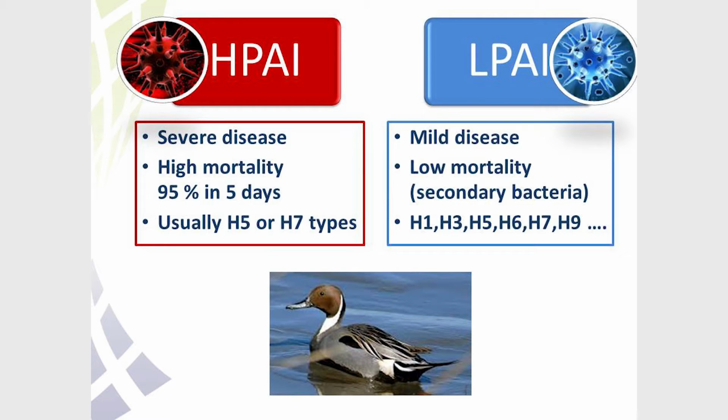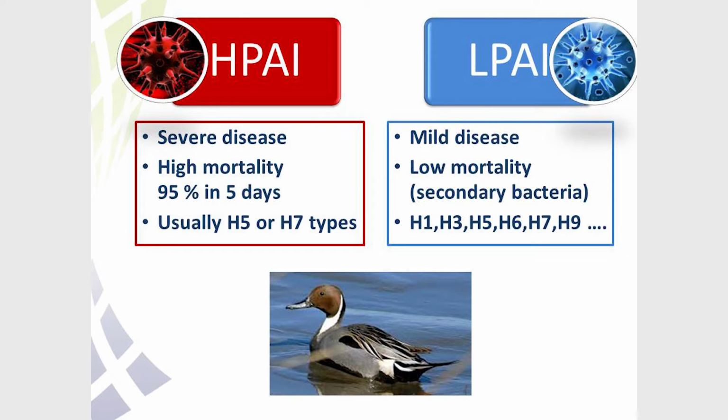Influenzas have two names, an H and an N, and that's how we designate what they are. Low path can be any type, an H1, an H5, an H9. Normally, though, with high path, it has typically been the H5s and the H7s. Those are the ones that become high path.